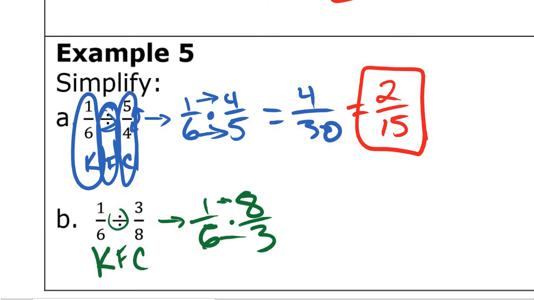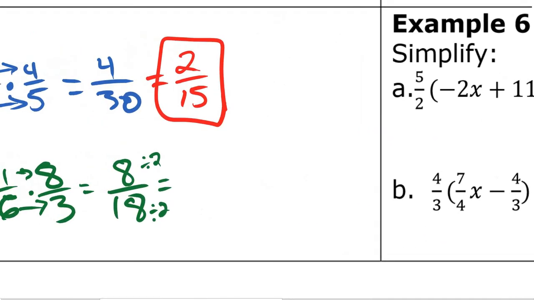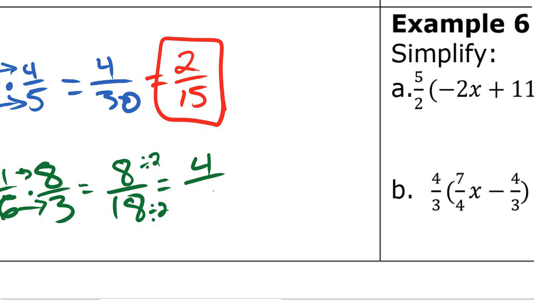Multiply straight across, and we're left with 8/18. That can obviously be reduced. Divide by 2, divide by 2. We're left with 4, and there it goes jumping again. 4/9.